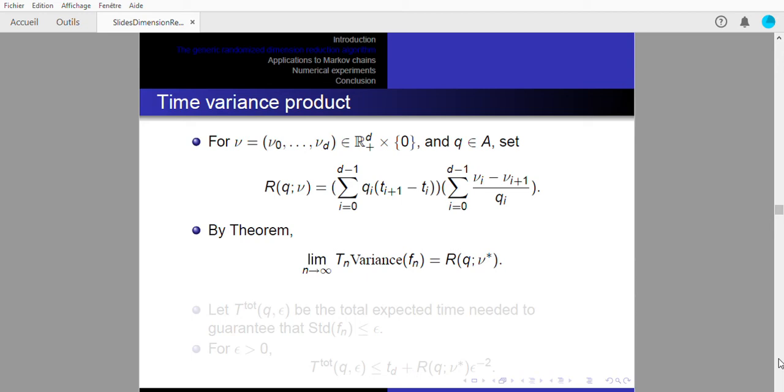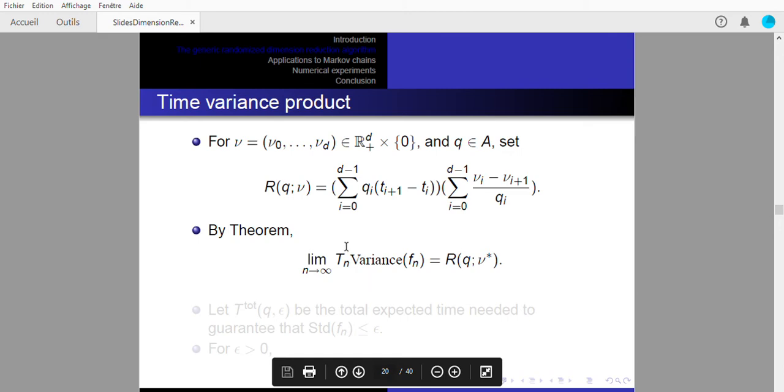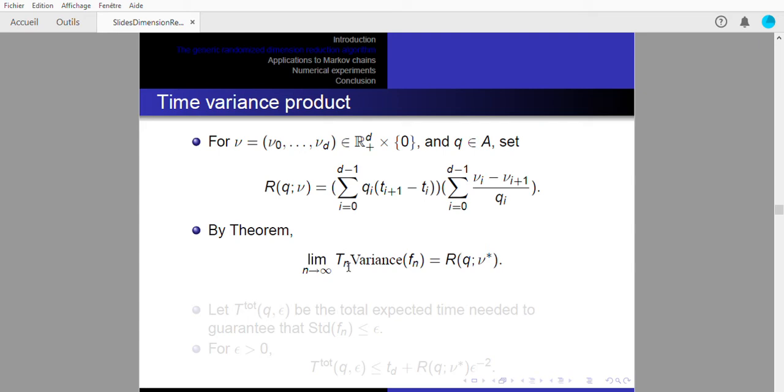Okay, so now we have the expected running time and we have the variance, and so we can calculate the expected running time multiplied by the variance. So Tn multiplied by the variance of Fn, and we can show that as n goes to infinity, the expected running time multiplied by the variance is given by this function R of Q and mu star, where this is R of Q and mu. So R of Q and mu is a product of two quantities. The first one is essentially the expected running time up to a constant, and the second quantity is essentially the variance of Fn up to a constant if you replace mu by mu star.